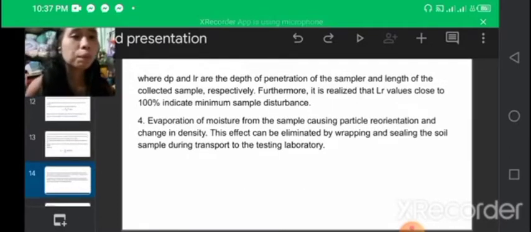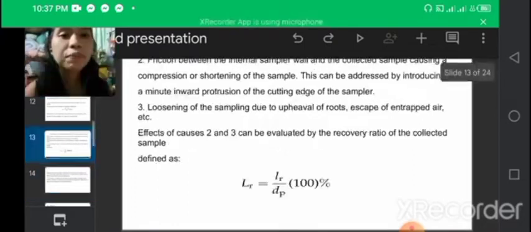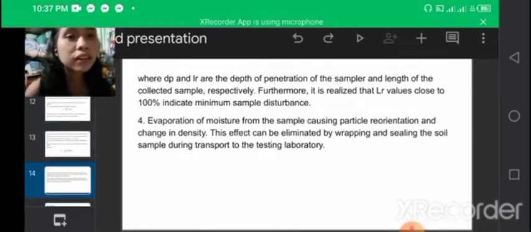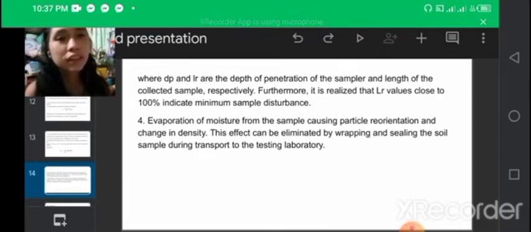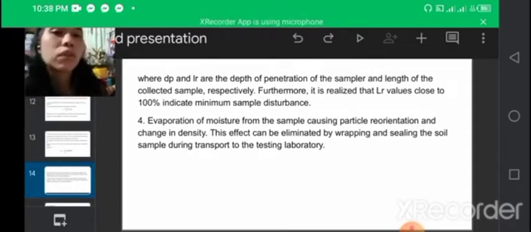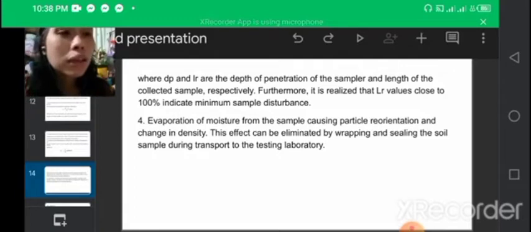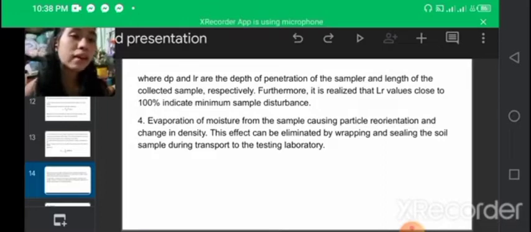So this is the formula, where P and LR are the depth of penetration of the sampler and the length of collected sample. Furthermore, LR values close to 100% indicate minimum sample disturbance. Fourth, lastly, the evaporation of moisture from the sample causing particle reorientation and change in density. This effect can be eliminated by wrapping and sealing the soil sample during transport to the testing laboratory.